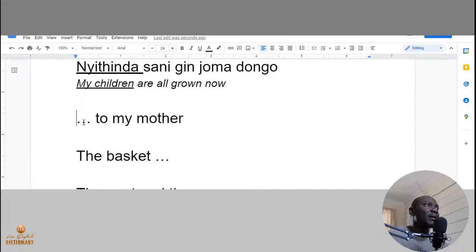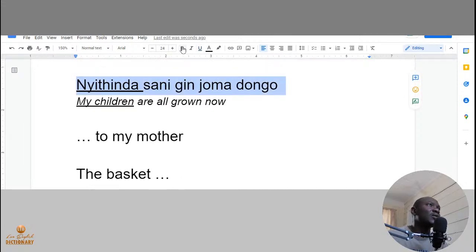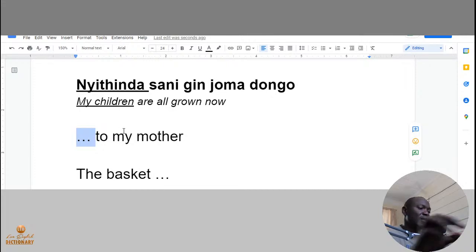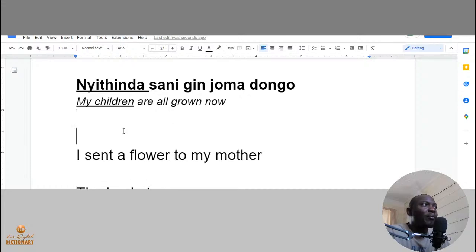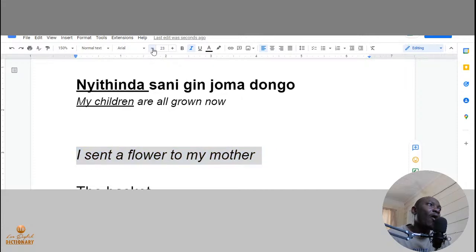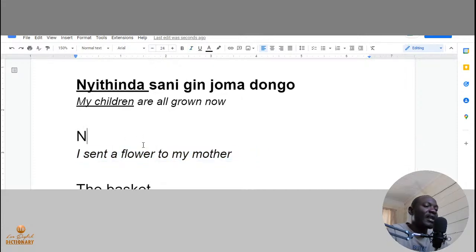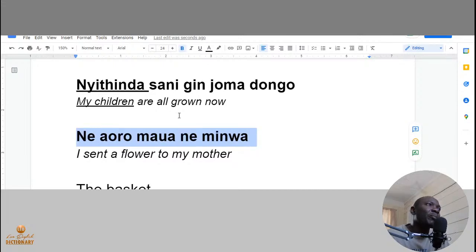Then dash to my mother. Oh, what do I do with dash to my mother? I sent a flower to my mother. So, ne, what did I do? Ne aoro. Okay, sending. Flower is maua. Ne aoro maua ne minwa.